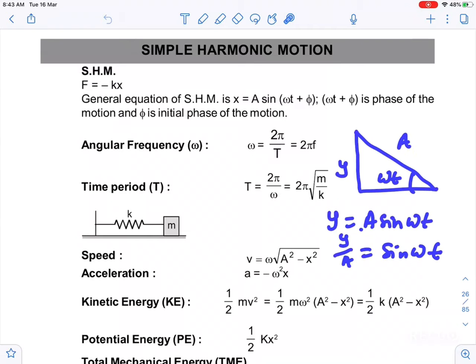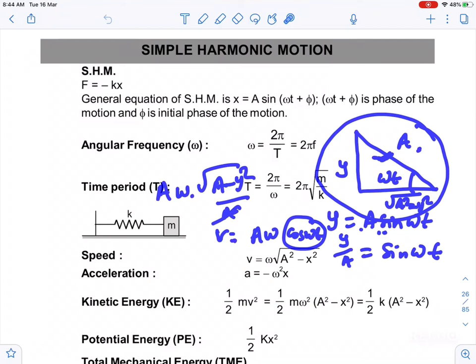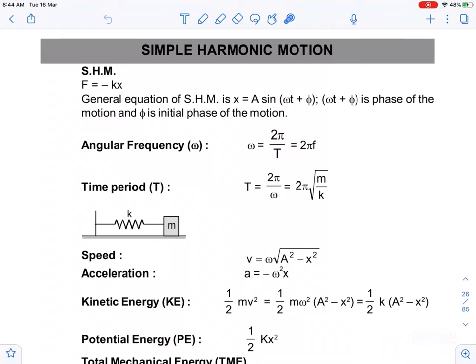Suppose this is the angle omega t, this is y, this is a, so this side is under root a square minus y square. This you have to keep in mind. From here I can calculate many things. Suppose I have to calculate velocity. I will differentiate this, so velocity is a omega cos omega t. From that triangle, cos omega t is under root a square minus y square upon a, so this is omega under root a square minus y square.